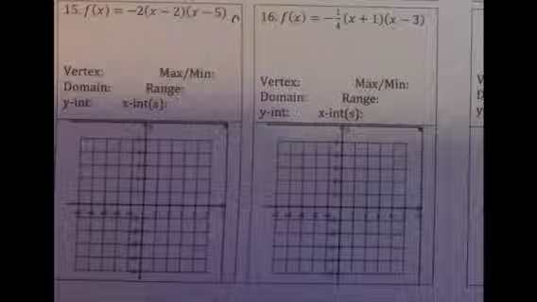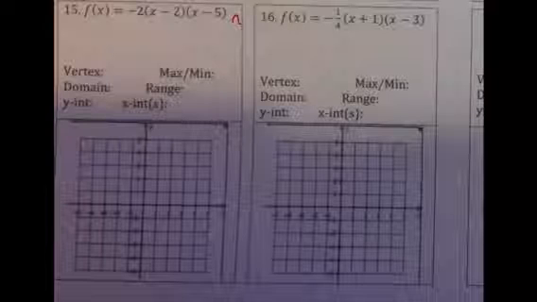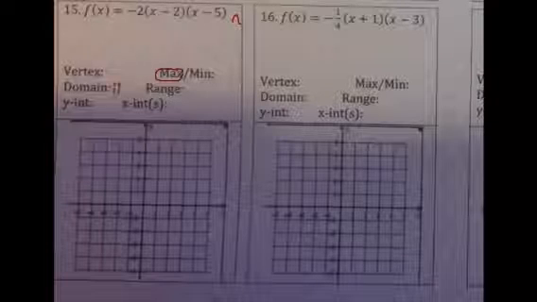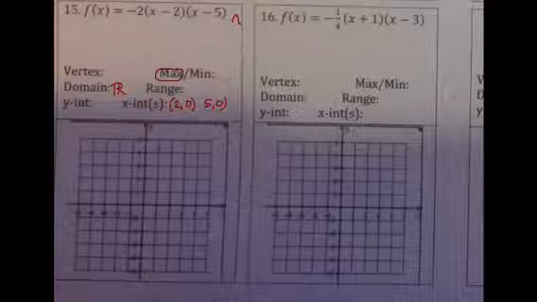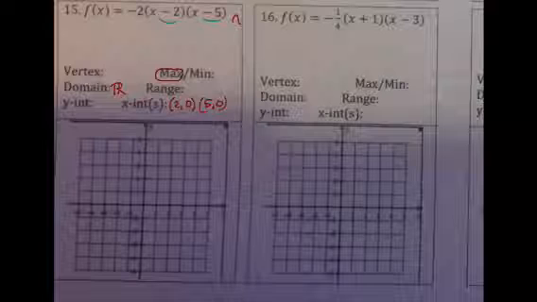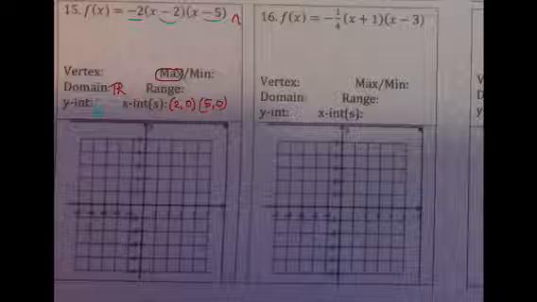Okay, so for this one concaves down because the a is negative right here. So I have a maximum value. The domain is all reals. The x-intercepts are 2, 0, and 5, 0. And the y-intercept, we're going to take -2 times -5 is 10. 10 times negative 2 is negative 20. So we're not going to see this on our graph either, just like on the previous one. So it's negative 20.